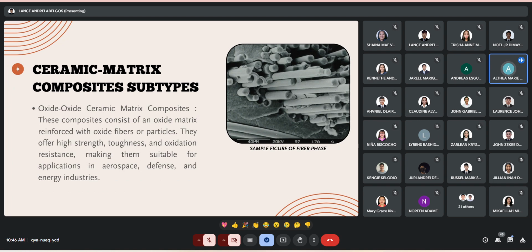The oxide ceramic matrix composites. These composites consist of an oxide matrix reinforced with oxide fibers or particles. They offer high strength, toughness, and oxidation resistance, making them suitable for applications in aerospace, defense, and even in energy industries. Next slide po.